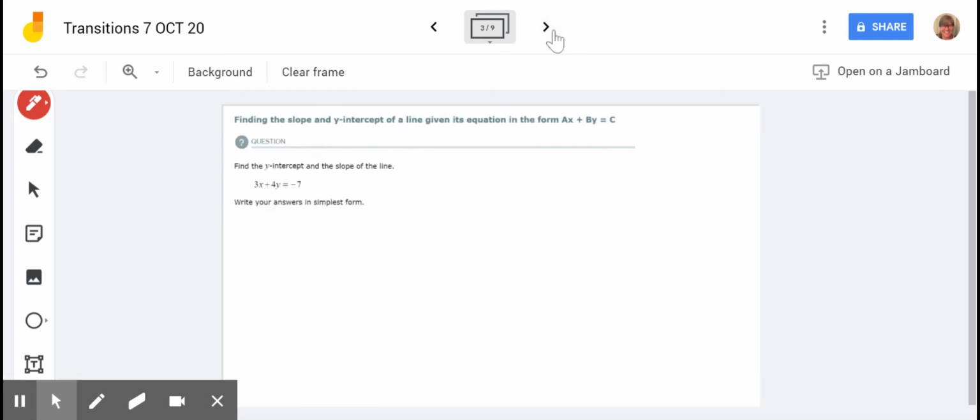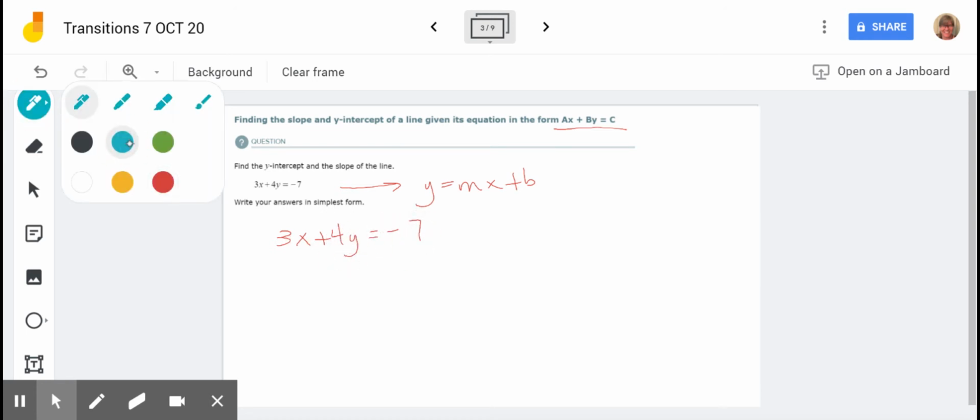Okay, next, moving on. Finding the slope and y-intercept of a line given its equation in the form of this. Now, some people do it different. I've seen some math books teach it weird ways. I would say just change it to y equals mx plus b form. It's the easiest way. So we go 3x plus 4y. Now we're going backwards, right? We're solving for y. We're getting y all by itself. That is what y equals mx plus b form is. It's when y is all by itself.